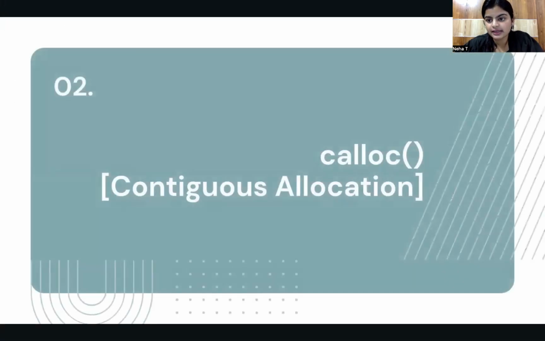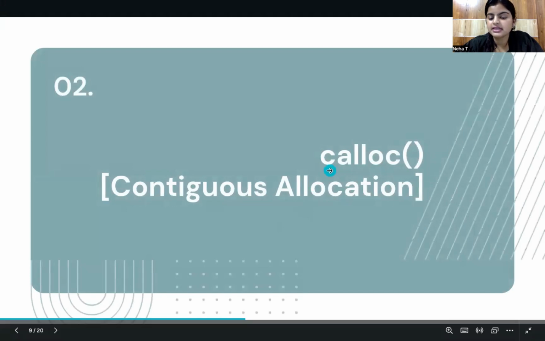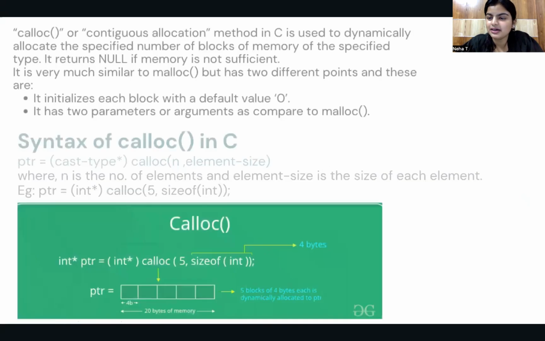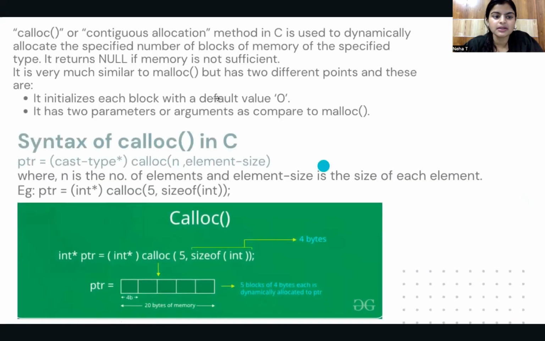Next one is the calloc function. C here stands for contiguous allocation. Contiguous allocation means that it is in a continuous manner. The calloc or contiguous allocation method in C is used to dynamically allocate the specified number of blocks of memory of the specified type. So there it was just a single block. Here we'll give the number of blocks. However much the value of n is, so many blocks will be given here.